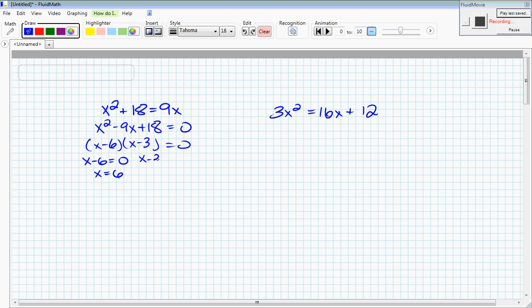Here, set the second factor equal to 0, because if this one's equal to 0, the product will also be 0. And if you were to take this and plug it in here, it would give us a product of 0, so it appears to be a solution. Check it back in the original. 9 plus 18 is 27. 9 times 3 is 27. Or, if you would like to graph or use the quadratic formula, that would work as well.